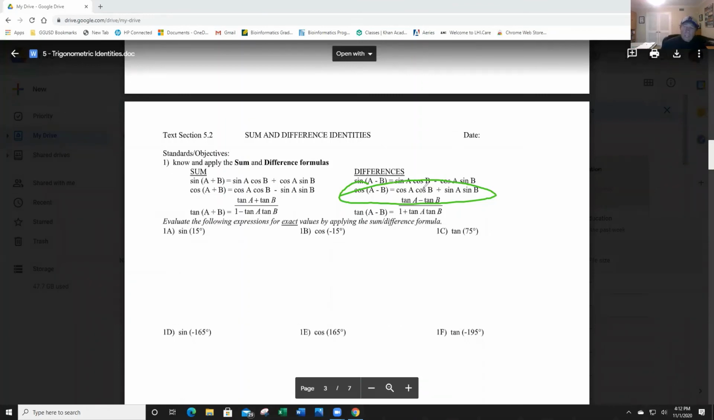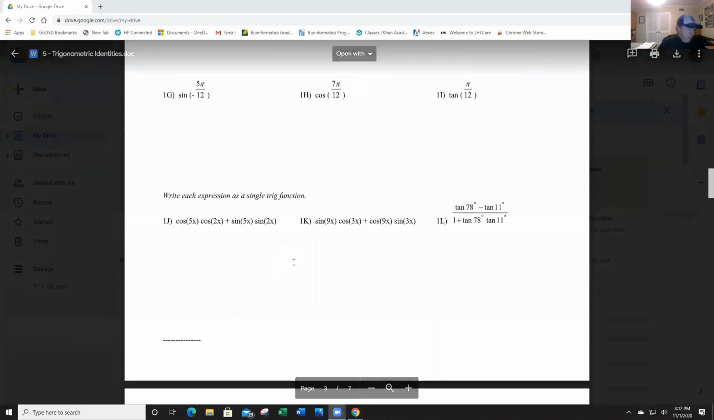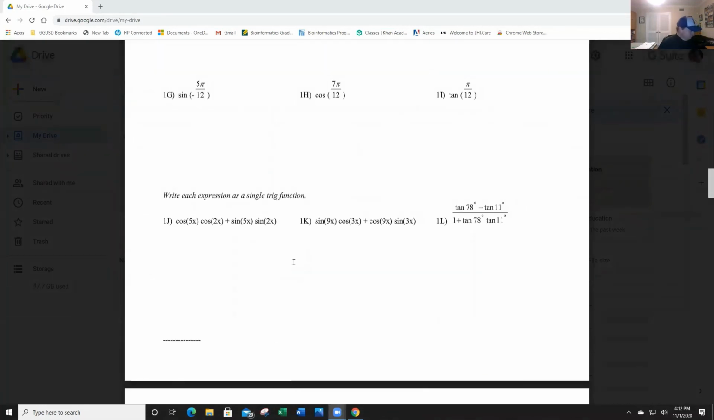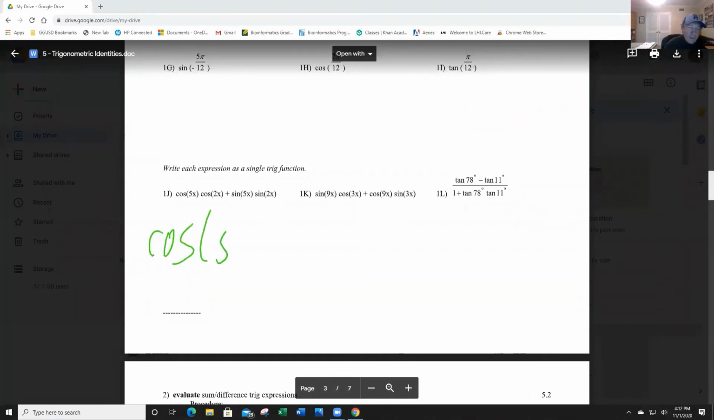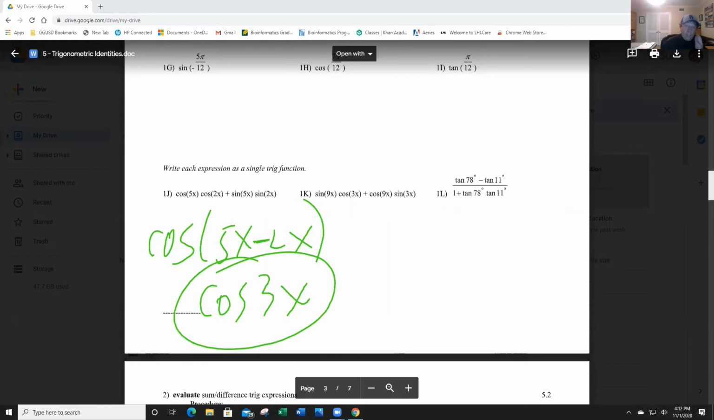So I'm simply going to add those two together real quick. Let me clear that. Slide down. And if you're looking at your sheet there, you end up with cosine 5x minus 2x is all you've got. No problem. So it's a cosine of 3x. Just going backwards, these are actually pretty easy. You could argue these should be at the front of the lesson because they're pretty simple.